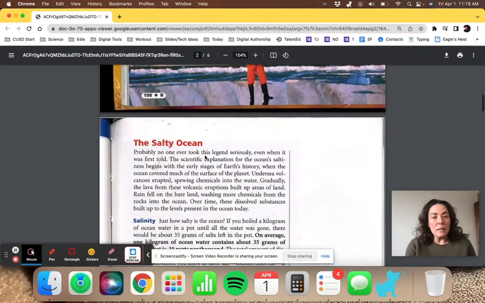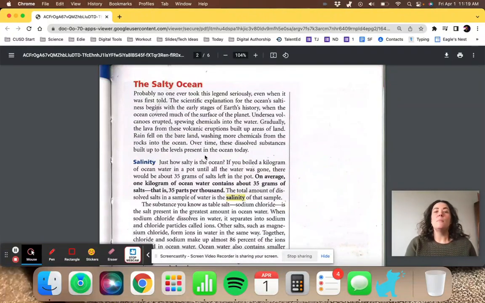Obviously, not a true story, but the salty ocean. Probably no one ever took this legend seriously, even when it was first told. The scientific explanation for the ocean's saltiness begins with the early stages of Earth's history, when the ocean covered much of the surface of the planet. Undersea volcanoes would erupt, spewing chemicals into the water, and gradually the lava from those volcanic eruptions built up the areas of land. Rain began to fall on that bare land, washing more chemicals or elements of salt-like substances from the rocks into the oceans. Over time, those dissolved substances built up to the levels present in the ocean today.